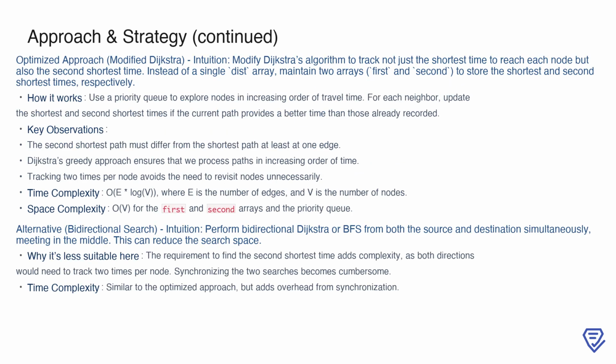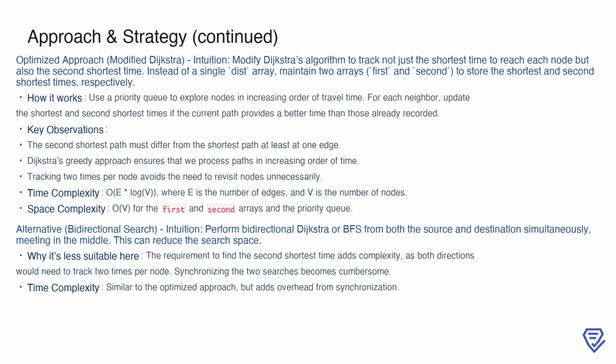A more efficient solution is the optimized approach, which involves modifying Dijkstra's algorithm. Instead of simply tracking the shortest time to each node, we extend the algorithm to also track the second shortest time. To achieve this, we maintain two arrays for every node, one to store the shortest time, and the other to store the second shortest time. The algorithm uses a priority queue to process nodes in increasing order of travel time, ensuring the greedy nature of Dijkstra's method is preserved.